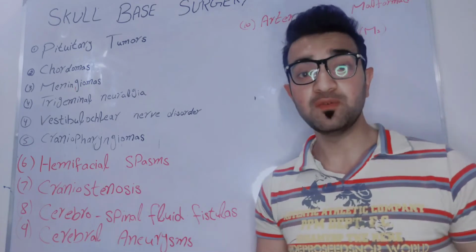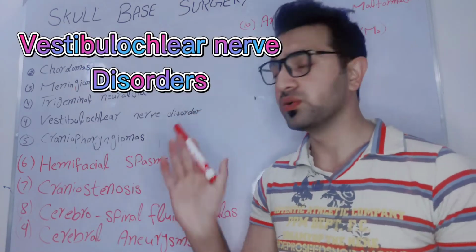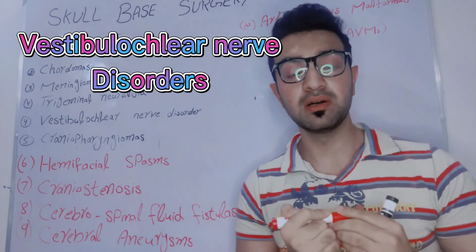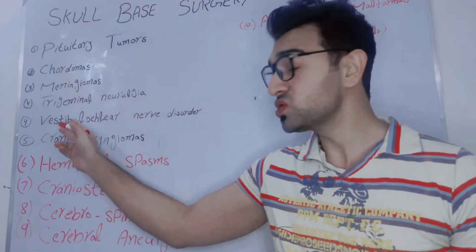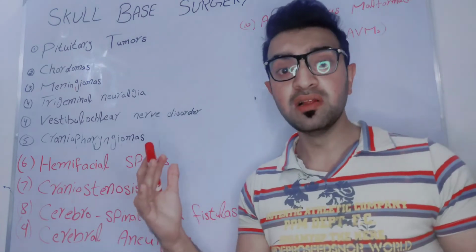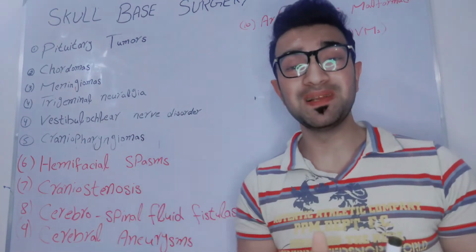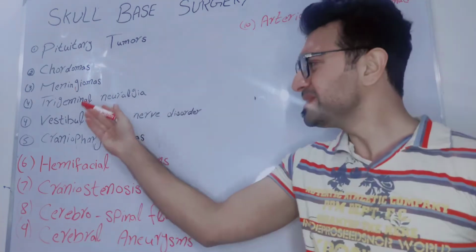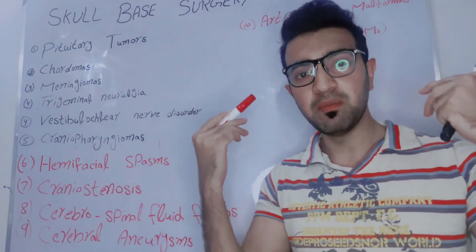Number 5 is vestibular nerve disorder. As I told you about the cranial nerves, this one is also a cranial nerve. Inshallah, we will discuss the cranial nerves, which ones are sensory, which are motor, and which are mixed. Both of these nerves arise from the cranial nerves.